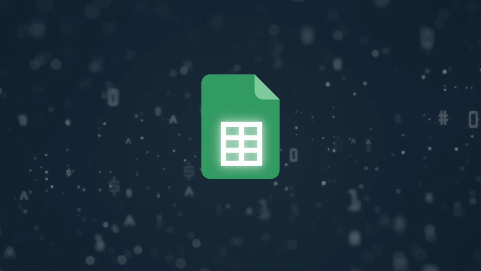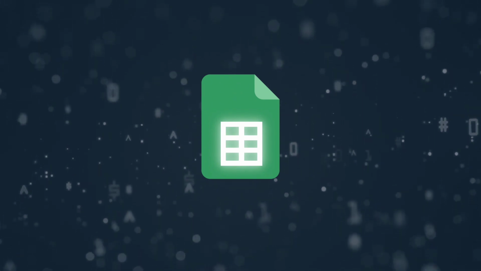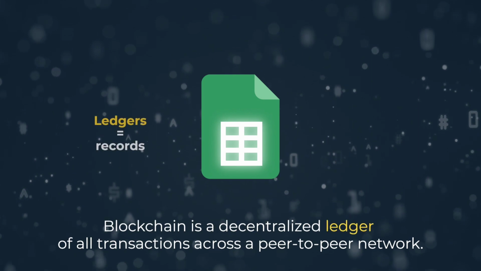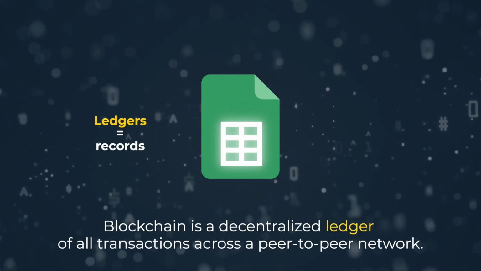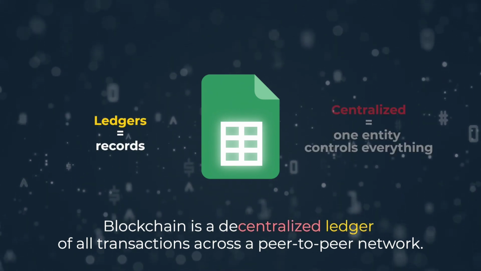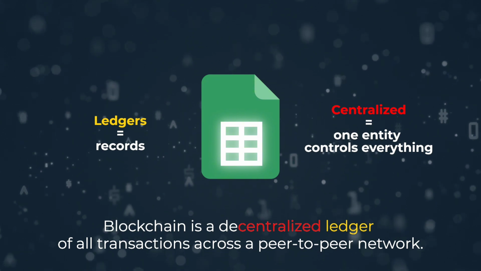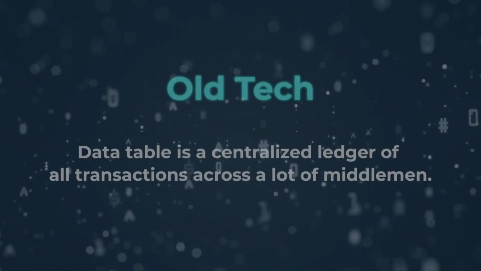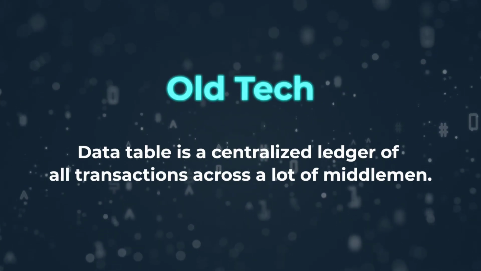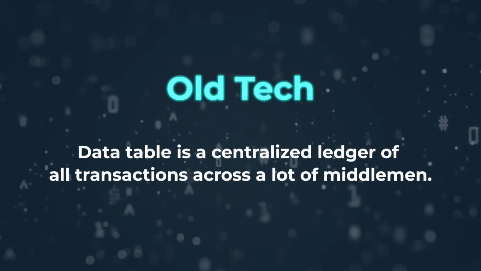Think of it like a boring, long Excel spreadsheet. Ledgers just mean these records in spreadsheet format. And centralized just means that the companies control their own ledgers. So what we had before is a data table: a centralized ledger of all transactions across a lot of middlemen.